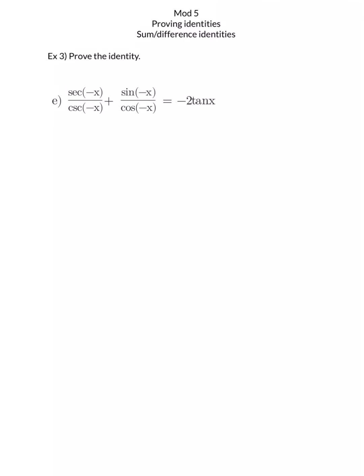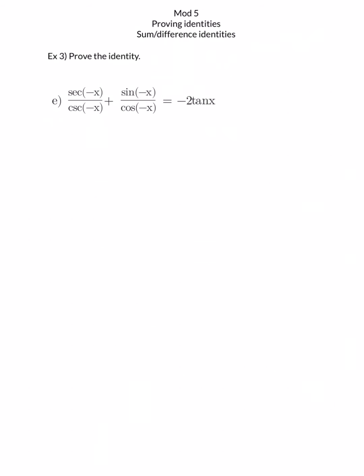In the second part of Mod 5, we are going to continue example 3, proving identities. And in this case, we have the secant of negative x over the cosecant of negative x plus the sine of negative x over the cosine of negative x. And we are to prove that that equals negative 2 times the tangent of x.